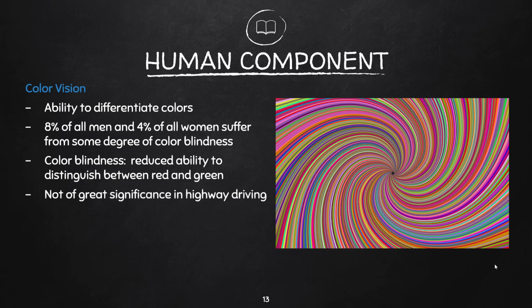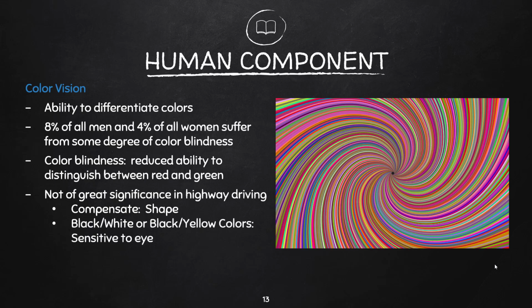Not of great significance in highway driving, but is still important to compensate the shape of an object. Black and white, or black and yellow colors are sensitive to the eye. That is why these are being used in our signages.